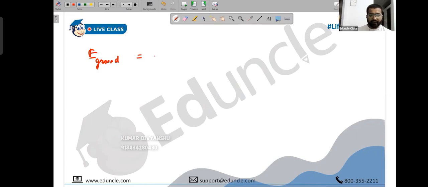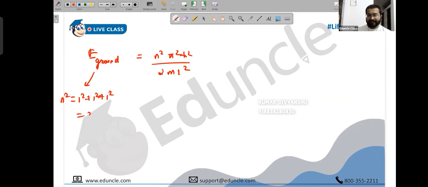3 times pi square. So it was like n square pi square h square upon 2ml square. For the ground state, n square was 1 square plus 1 square plus 1 square, right? So n square was 3, right? So this was 3 pi square h square upon 2ml square. So can we create a general formula?